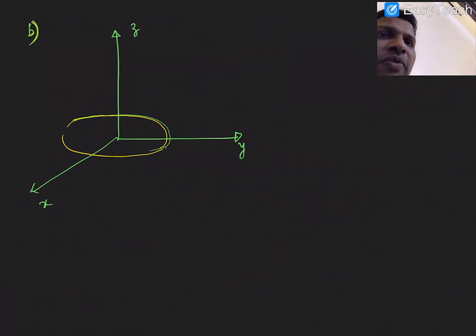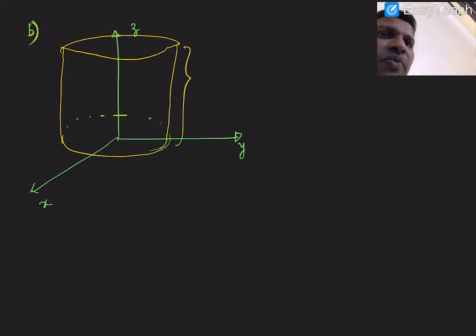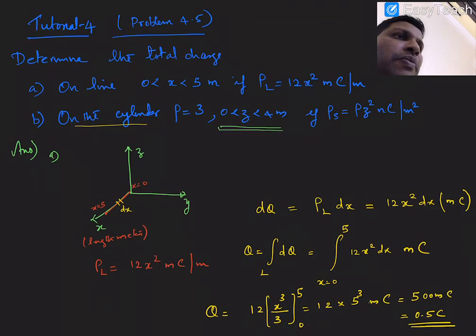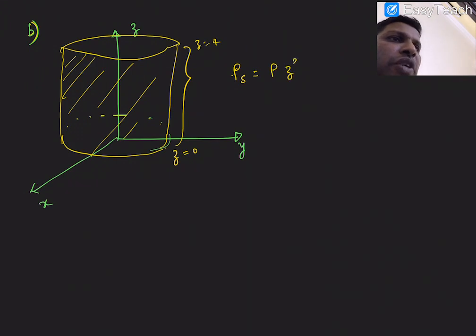The height of the cylinder, z, is changing from z equal to 0 to z equal to 4. So this is the height of the cylinder. Now the charge density on the surface of the cylinder is given. What is the charge density? It is rho into z square, where rho is the radius of the cylinder.